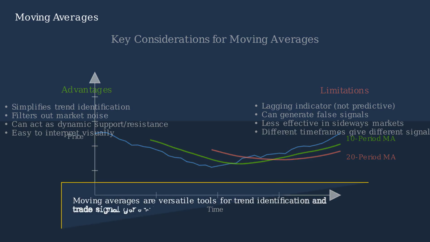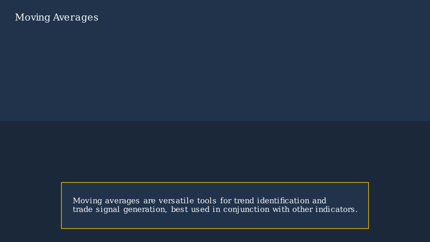In conclusion, moving averages are versatile tools for trend identification and trade signal generation, but are most effective when used in conjunction with other technical indicators.